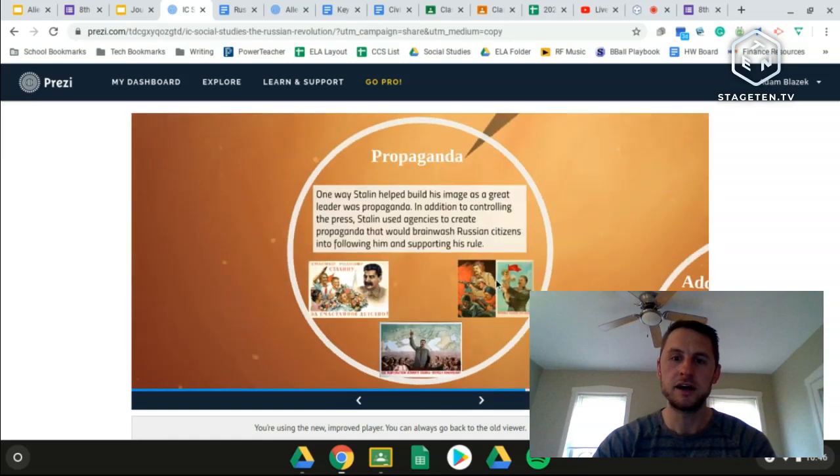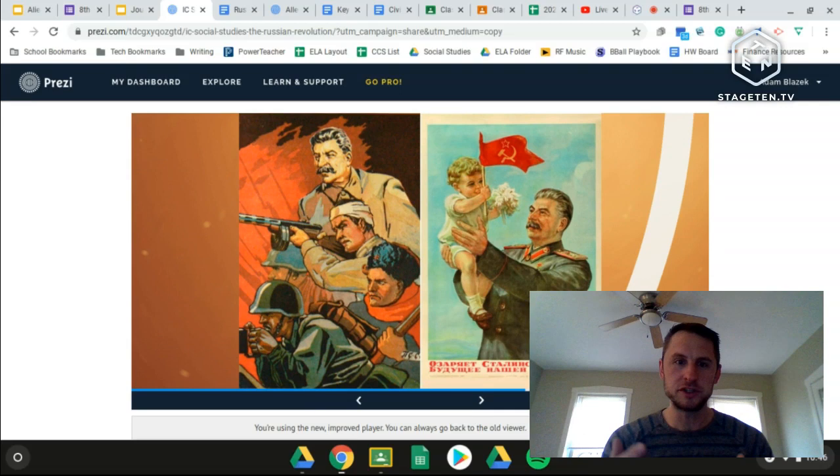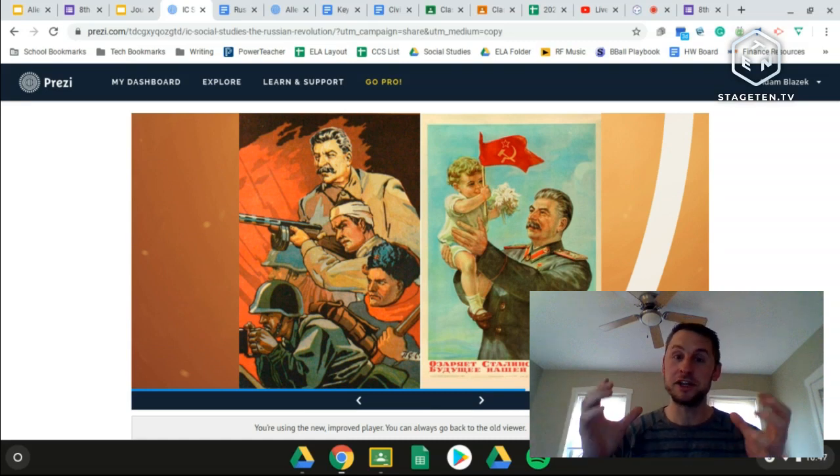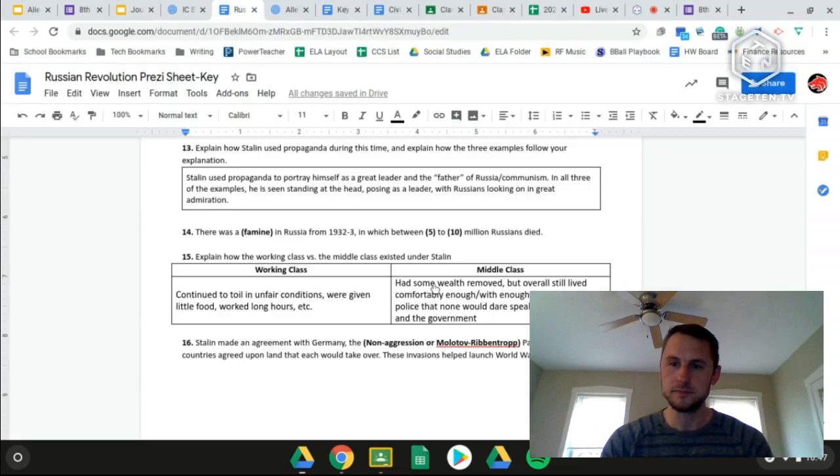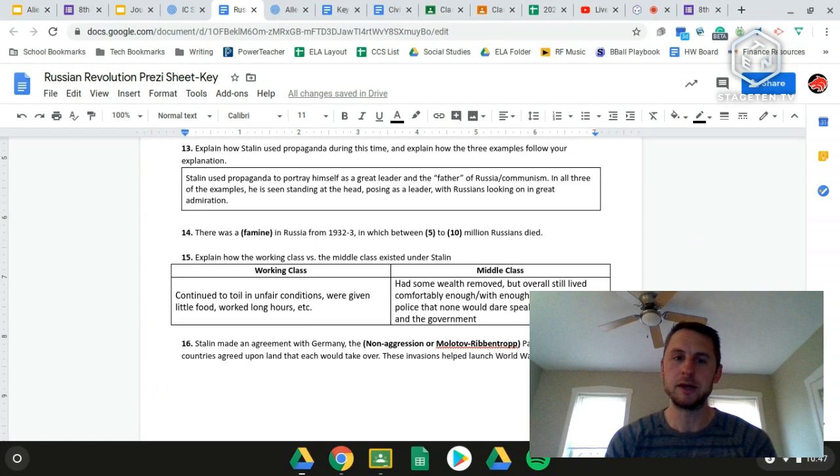And here, you have the soldiers that he's standing behind as though he's at their back, even though obviously he was not actually out fighting himself. And then the one where he literally is holding a baby. I mean, what more could you want in terms of trying to make him look like the father of the Soviet Union? So those are just some of the examples of propaganda that Joseph Stalin used. They were not the only ones, but definitely emblematic of what it was like during this time.